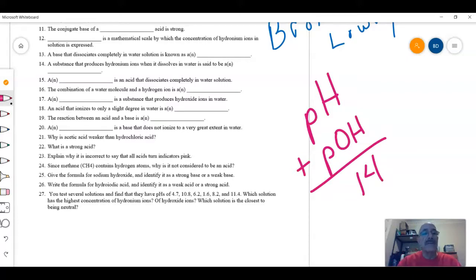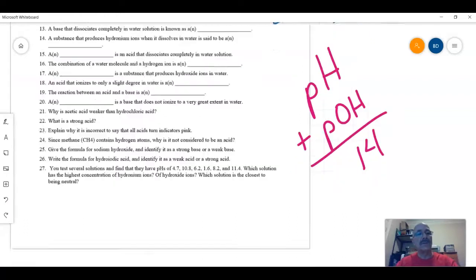A base, number 13, that dissociates completely in water is known as a strong base. 14. The substance that produces hydronium ions when it dissolves in water is an acid. Number 15, blank is an acid that dissociates completely, a strong acid. 16, the combination of a water molecule and a hydrogen ion is a hydronium ion. Let's review how to spell that.